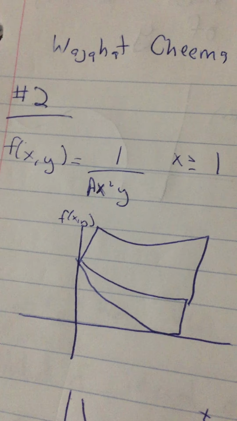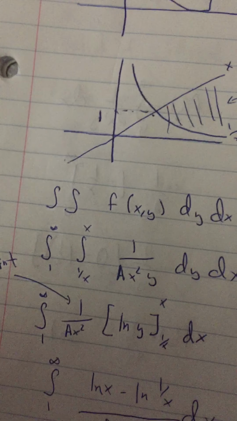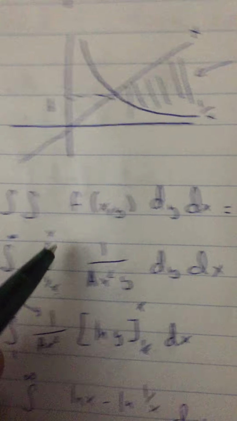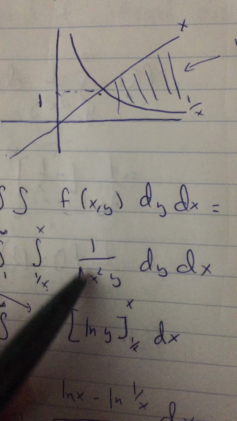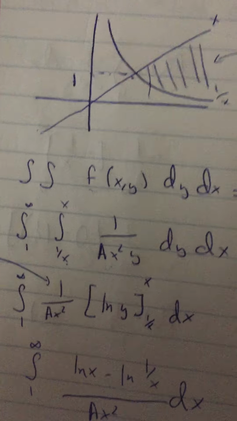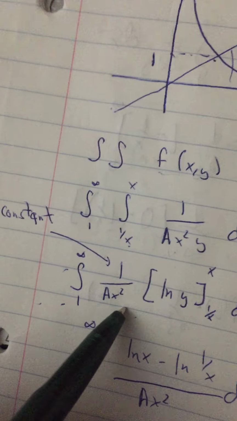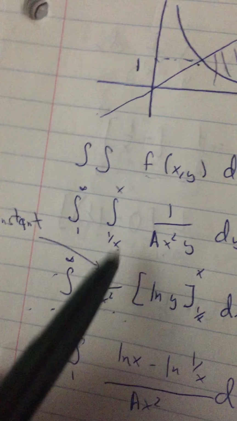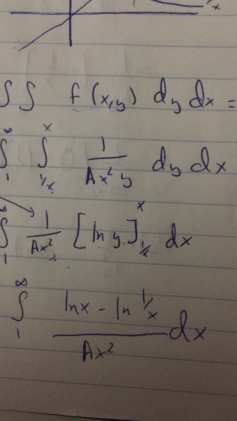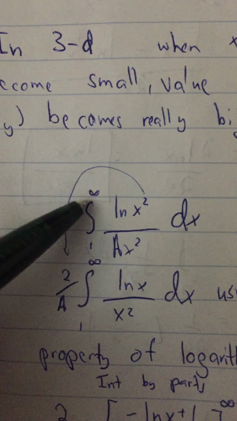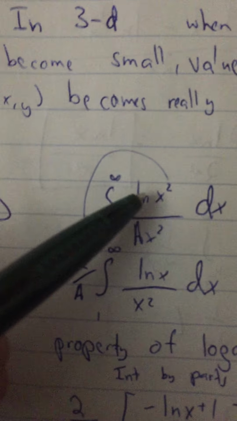Starting off, we do the double integral of f of x y dy dx equals 1, from 1 to infinity, and from 1 over x to x. We can swap out f of x y for 1 over ax squared y, dy dx. 1 over ax squared is a constant, so we just pulled it out. The integral of 1 over y is ln of y, from x to 1 over x, so we get the integral from 1 to infinity of ln x minus ln 1 over x, over ax squared dx.